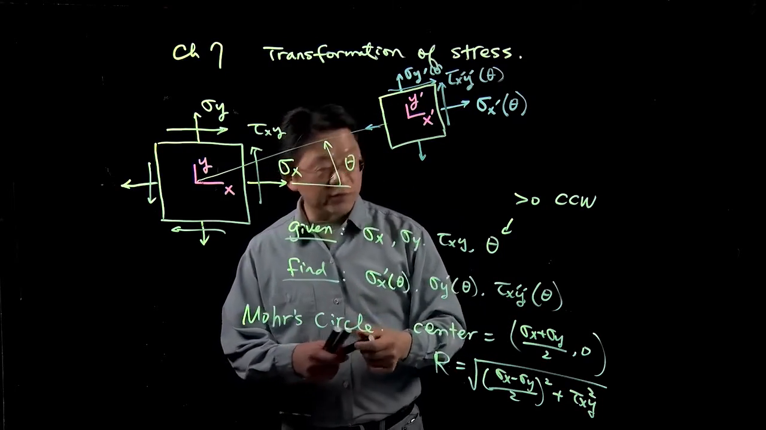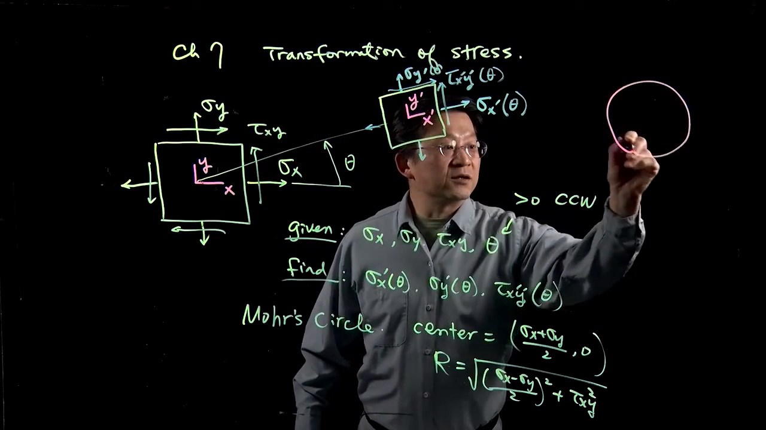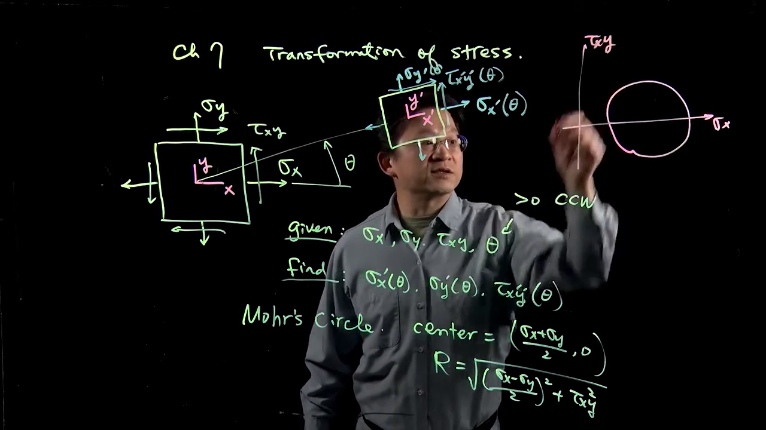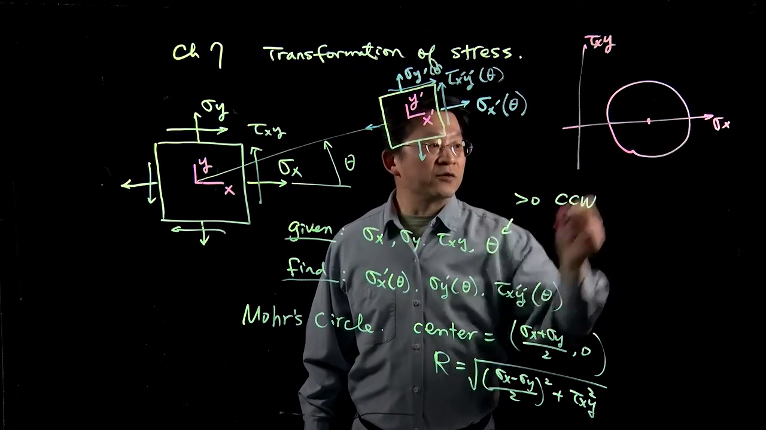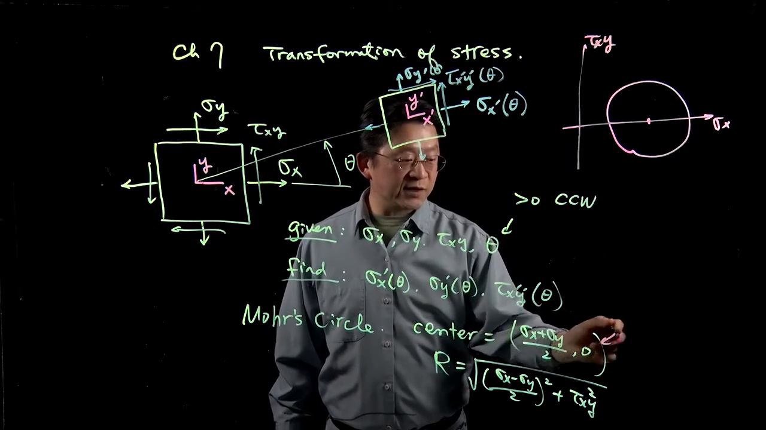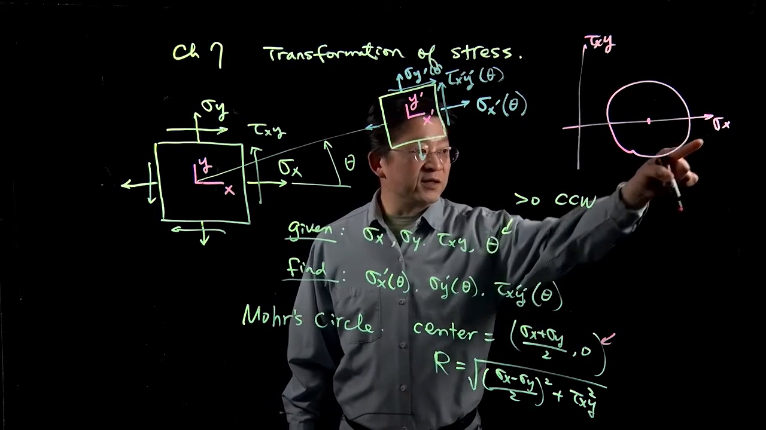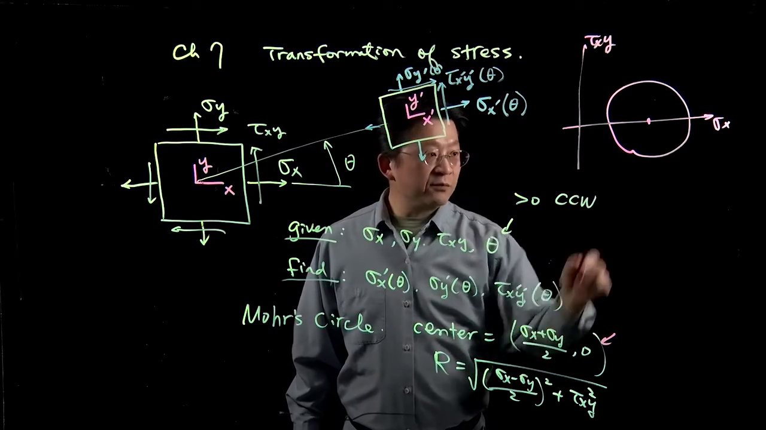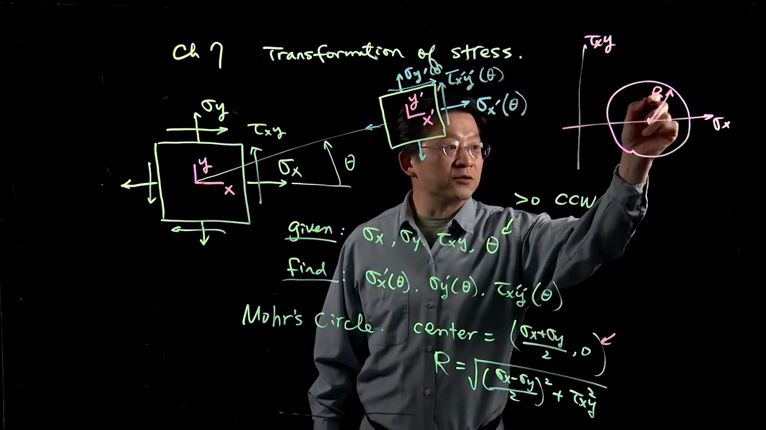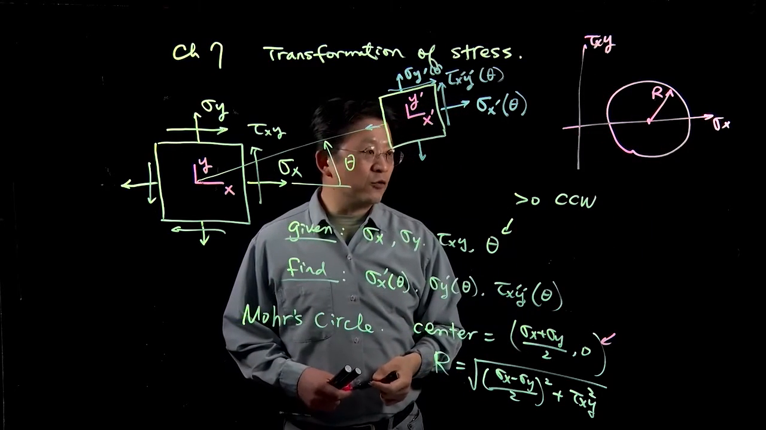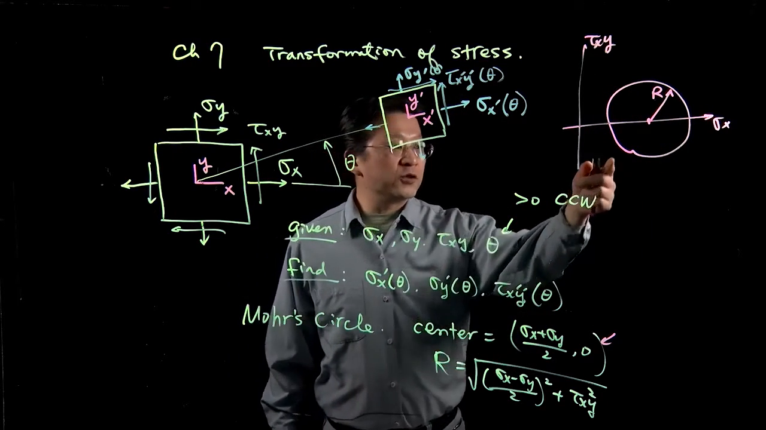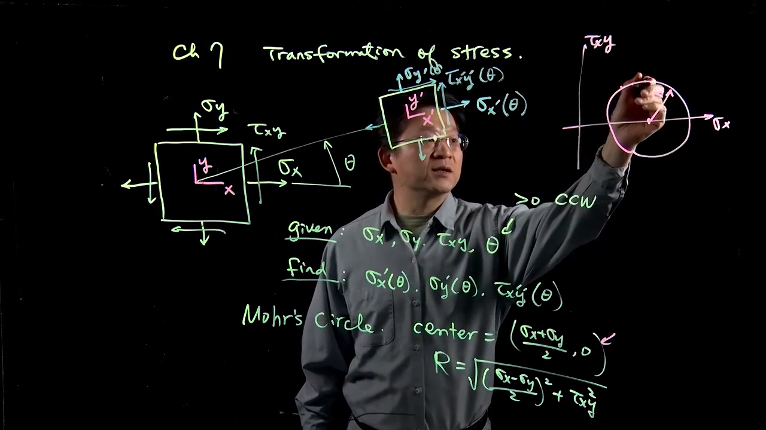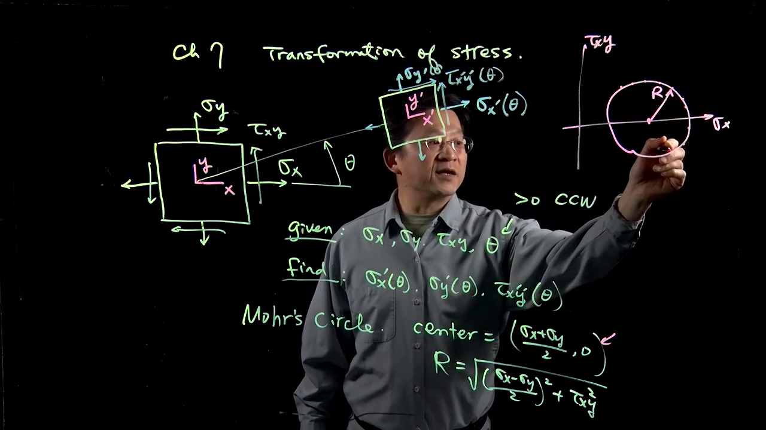Let me put a little bit of the circle here. So that is a circle, in the sigma and tau coordinate system. Okay, so here is the location of the center based upon this coordinate. The first coordinate represents the normal stress. The second coordinate represents the shear stress. And with this magnitude you can draw a circle in this coordinate system. And from there, all the information about the transformation of the stress can be covered by any point on the circle. And that is the key point.